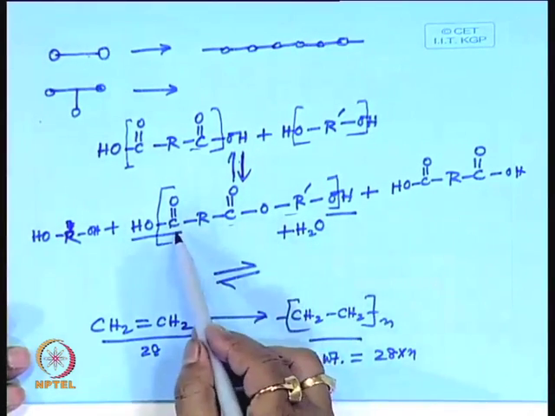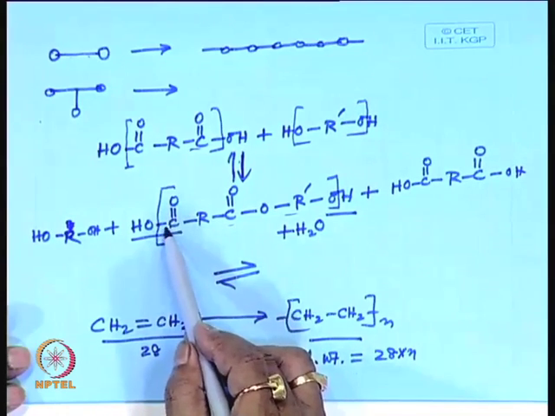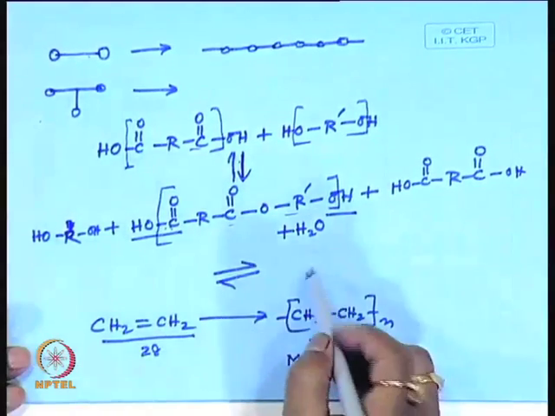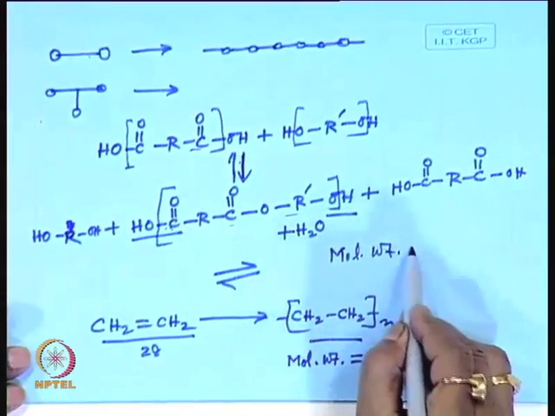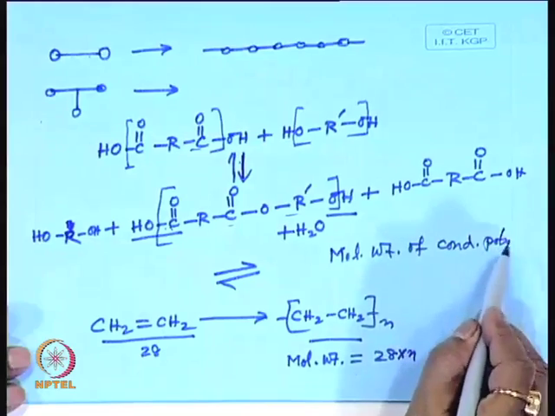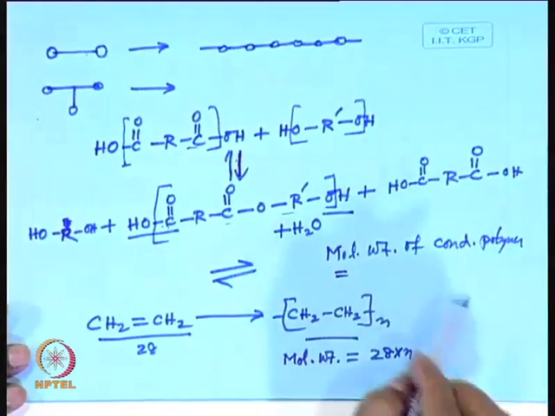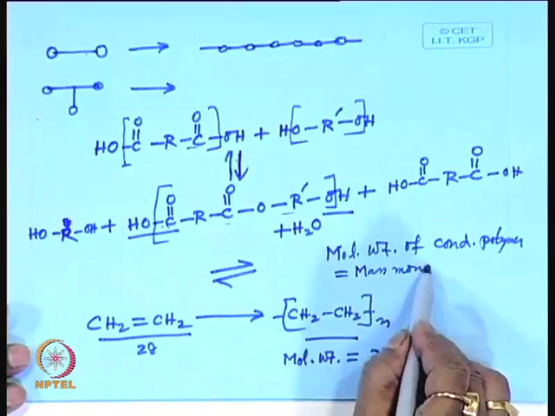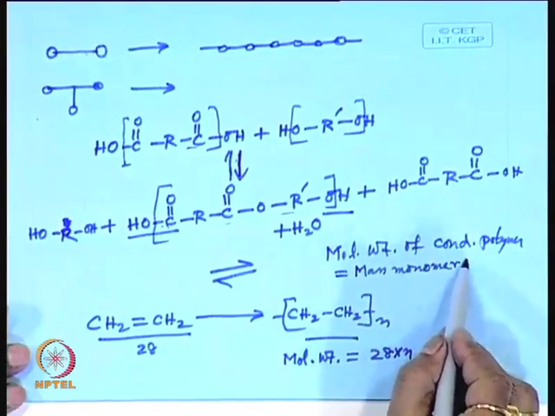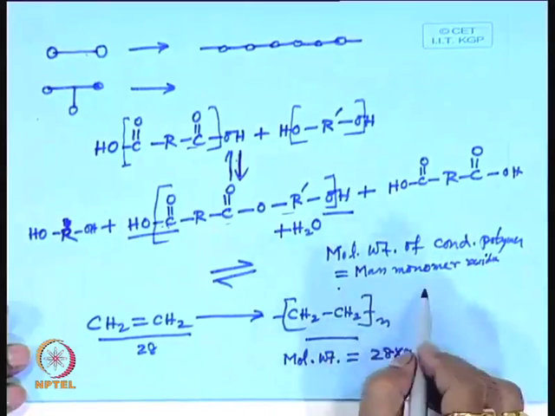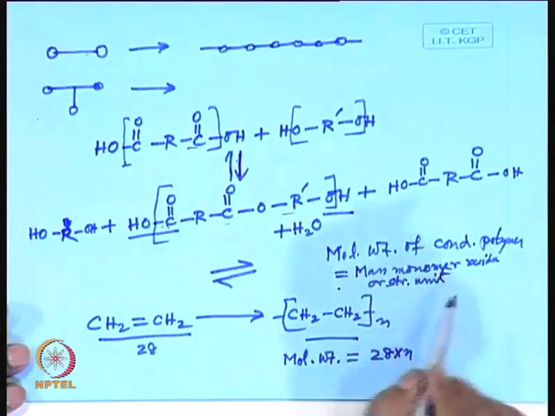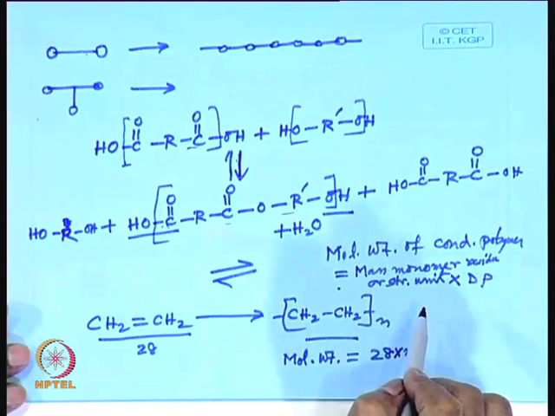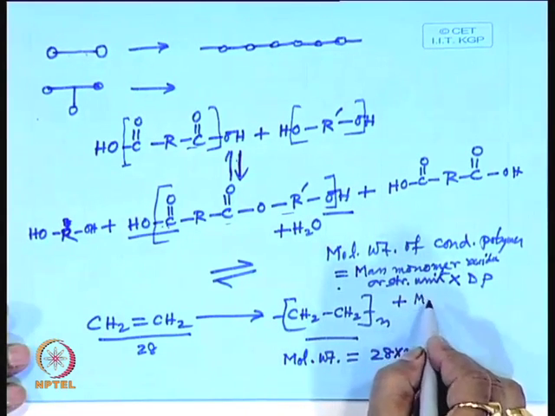In this case, you have to calculate the molecular mass taking from the CO, R, CO, O, R prime and O. So, molecular weight of a condensation polymer, you should take the mass of monomer residue or structural unit into degree of polymerization plus molecular weight of end group.